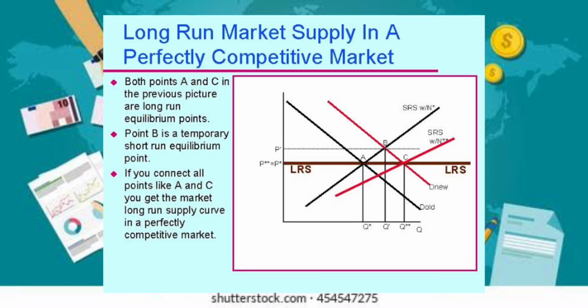So the long-run market supply in a perfectly competitive market. Both points A and C in the previous picture are long-run equilibrium points. Point B is a temporary short-run equilibrium point. If you connect all points like A and C, you get a market long-run supply curve in a perfectly competitive market. So this is the example.